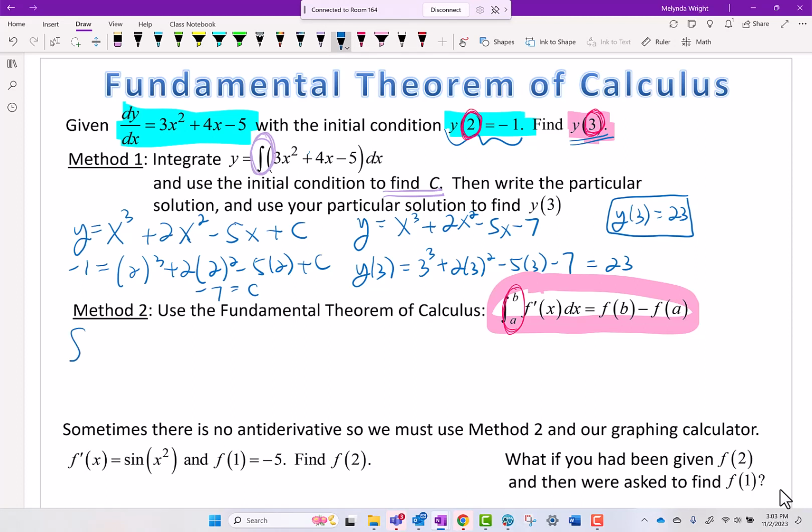So we would integrate from 2 to 3 of 3x squared plus 4x minus 5 dx, and that equals y of 3 minus y of 2. Now what we've done is we've actually created an equation. This is the equation that we're going to solve, and we're solving it for y of 3. We want to find this value right here. So it's kind of nice that it gives us an equation to solve.